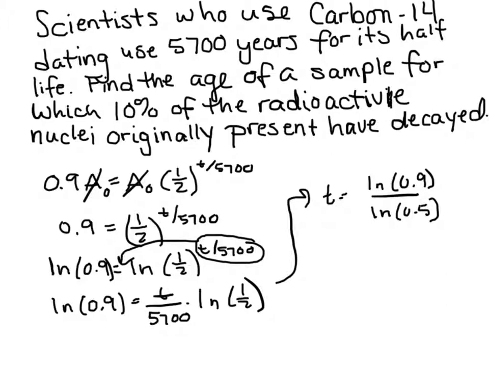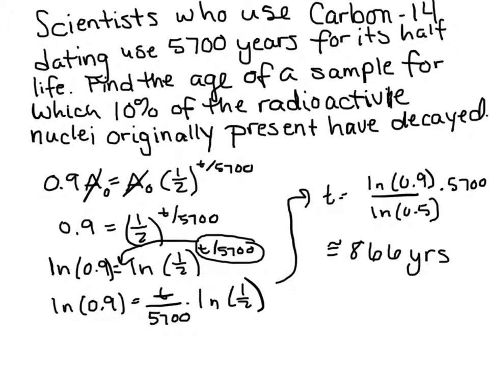And then, of course, we multiplied by 5,700. So we're multiplying that by 5,700. We plug that into our calculators, and we get that t is approximately 866 years. So the sample that we found was 866 years old when 90% of the radioactive nuclei is still remaining.